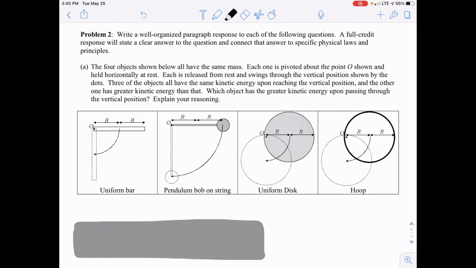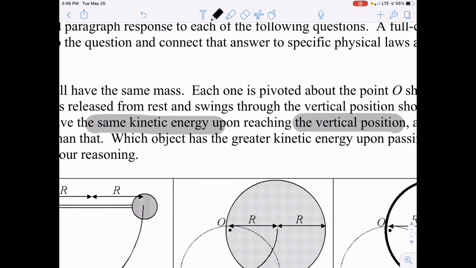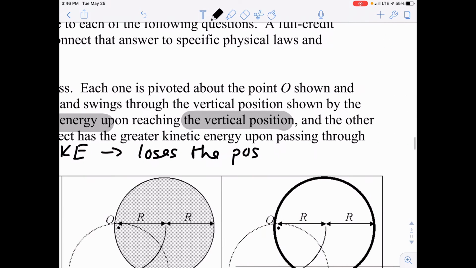3 of the objects all have the same kinetic energy upon reaching the vertical position. The other one has a greater kinetic energy than that. Which object has the greater kinetic energy passing through the vertical position? Explain your reasoning. Well, here's our concept. The greatest kinetic energy is going to be the one that loses, or decreases, the most potential energy.